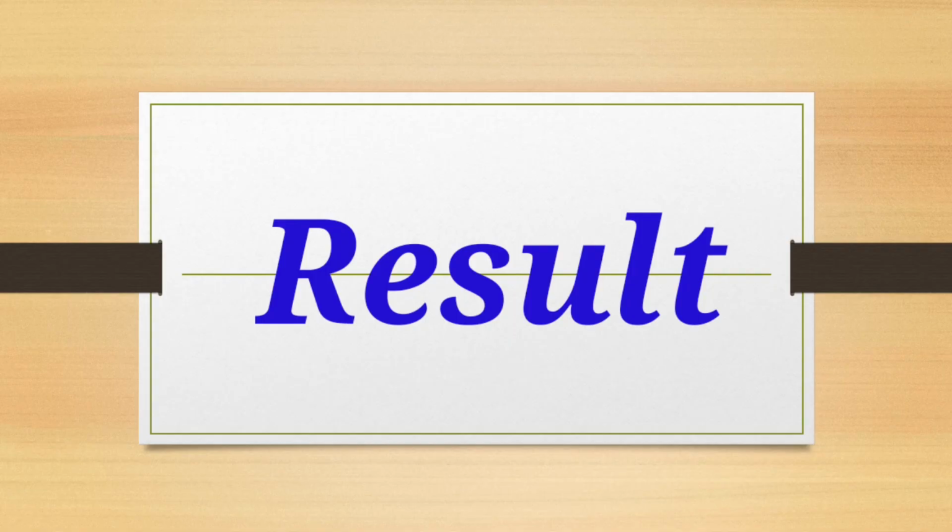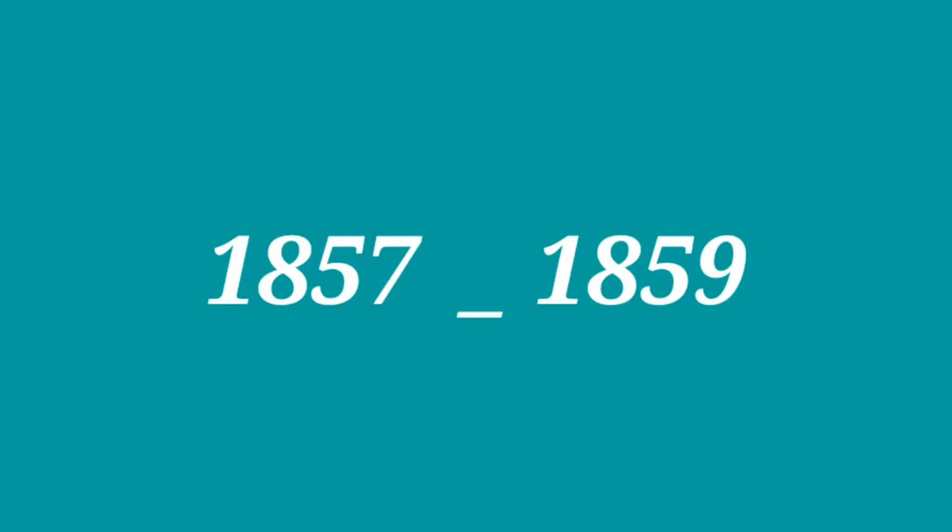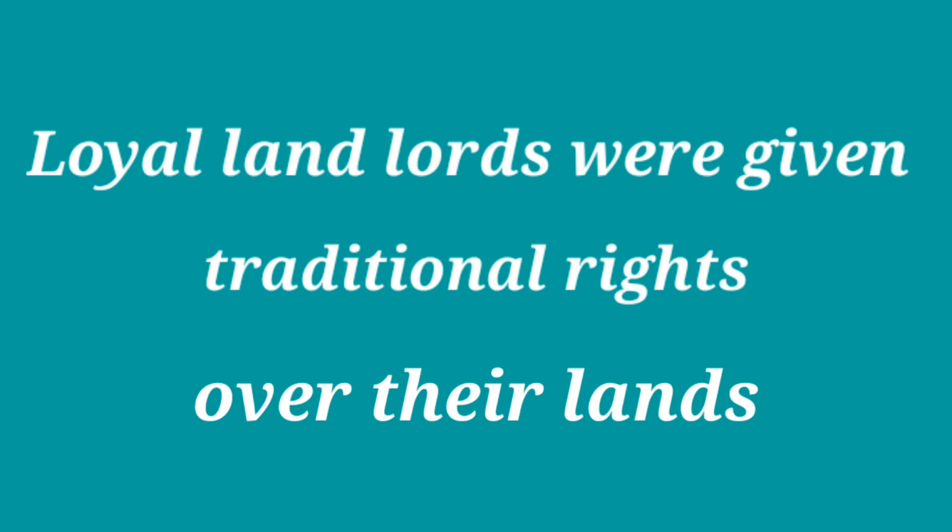So now we are going to learn about the result, what had happened after the revolt. You know very well, the Great Revolt started in the year 1857, but after two years, by the end of 1859, the British could regain control over India again. So then one more plan was made by the British.